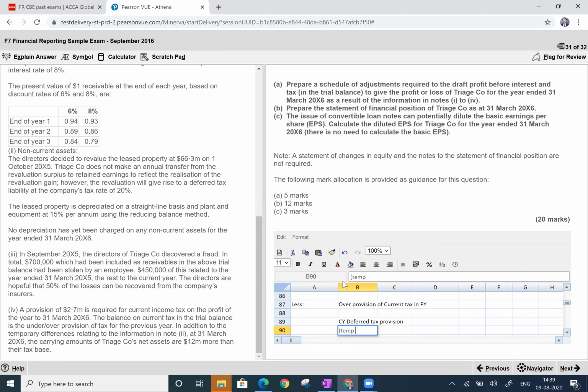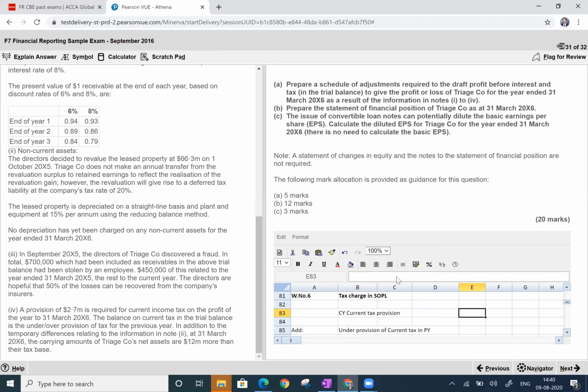Temporary, or we can say taxable difference, multiplied by tax rate, then same things, add under provision of deferred tax, less over provision of deferred tax. So I am copying it and pasting it. The only thing I have to do is change this under provision of current tax to under provision of deferred tax and over provision of deferred tax. So let's start doing this one by one.